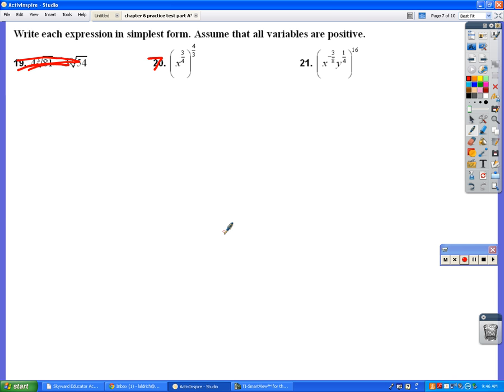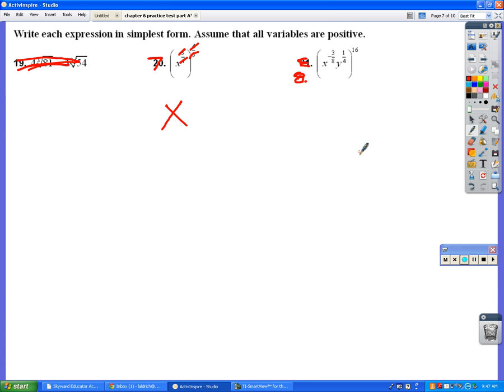X to the 3/4 to the 4/3. What do you do when you go in a power to a power? Yeah, right. You multiply, so that means you're going to cancel them. So this on top and that on the bottom cancels with that on the bottom and that on the top, and you get a final answer of just plain old X. Okay? Same deal here with what's number 8 on your sheet.